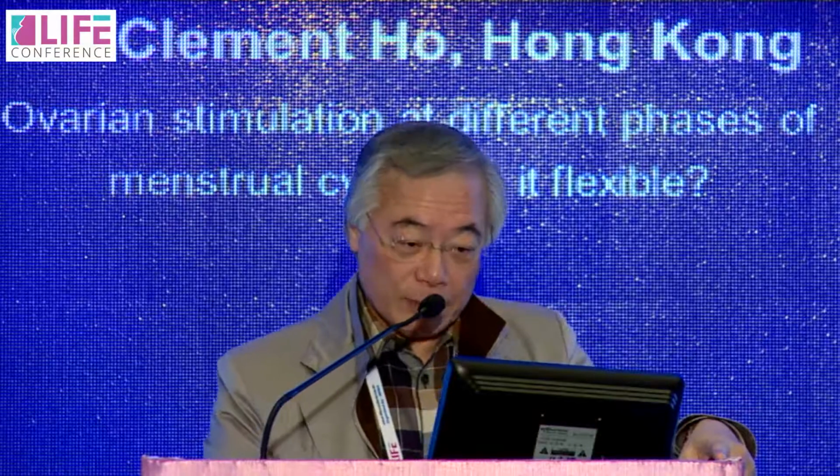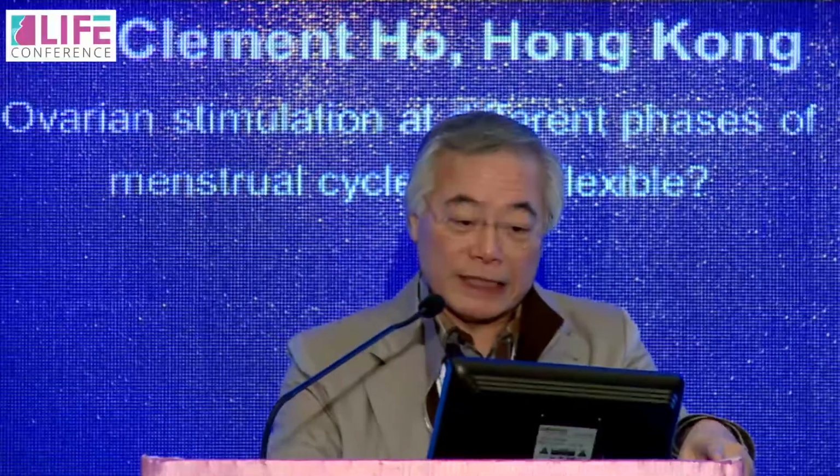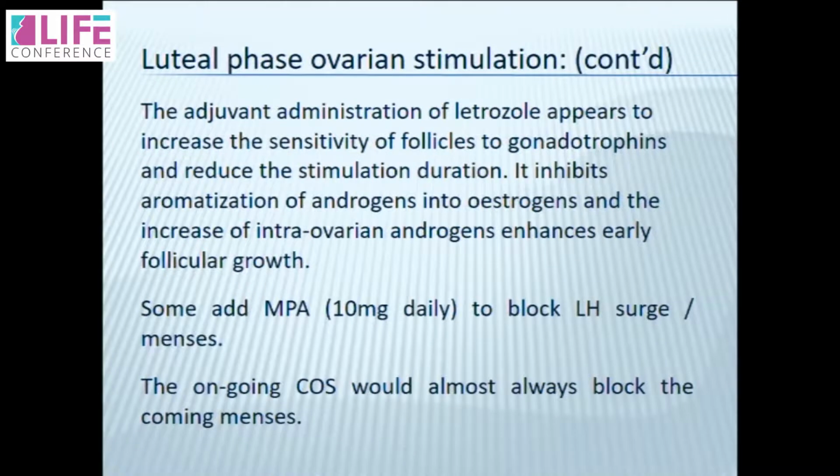Now, the adjuvant administration of letrozole appears to increase the sensitivity of follicles to gonadotropins and reduce the stimulation duration. It inhibits aromatization of androgens into estrogens, and the increase of intra-ovarian androgens enhances early follicular growth. And some may add MPA 10 milligrams daily to block the LH surge or menses. Now, the ongoing ovarian stimulation would almost always block the coming menses.